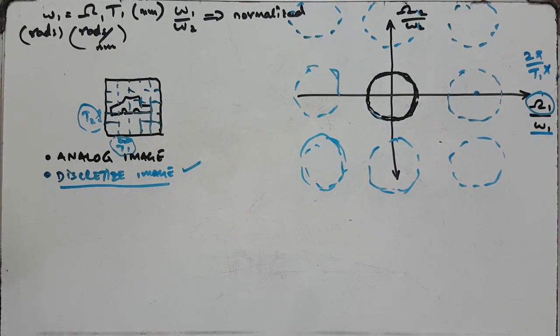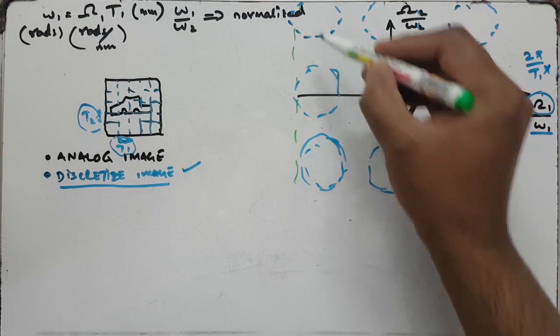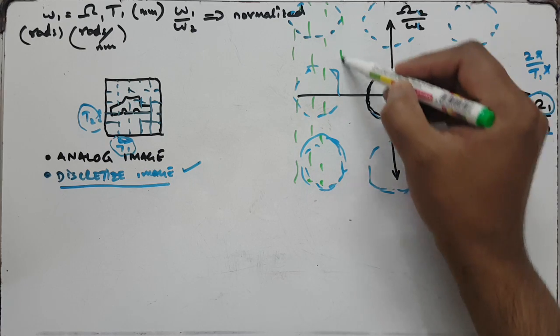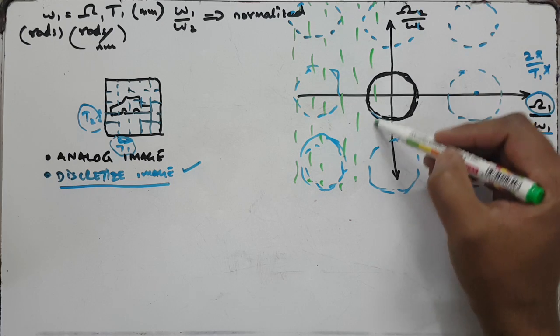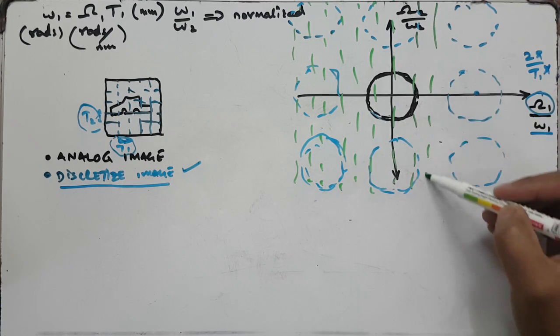Now if we sample it, then what we are essentially doing is we are sampling it. I hope it is visible. So we have all these samples.